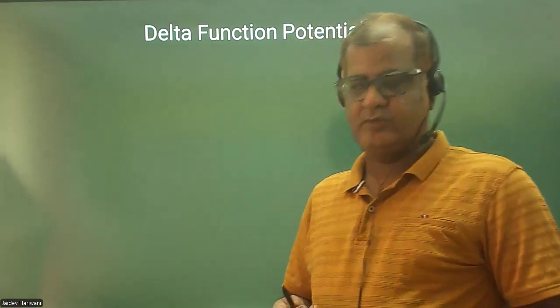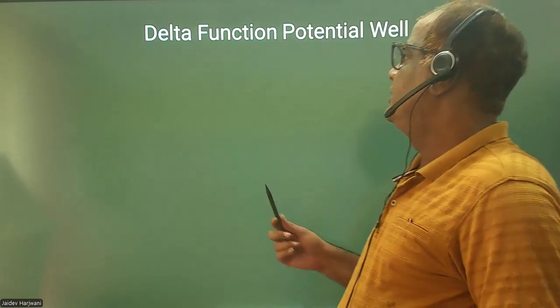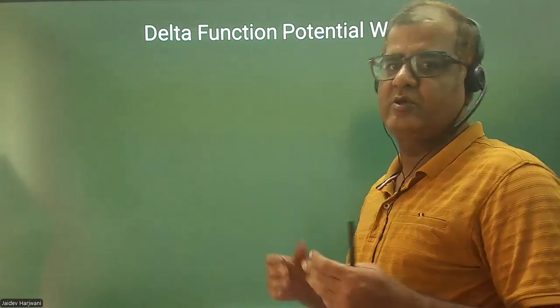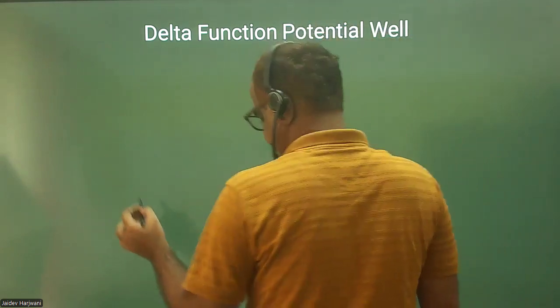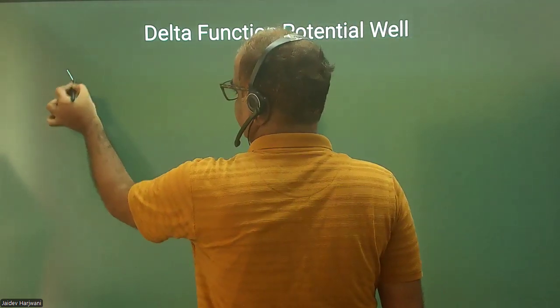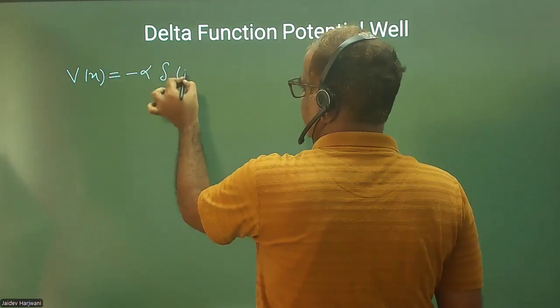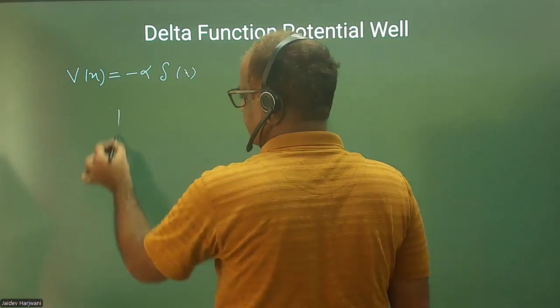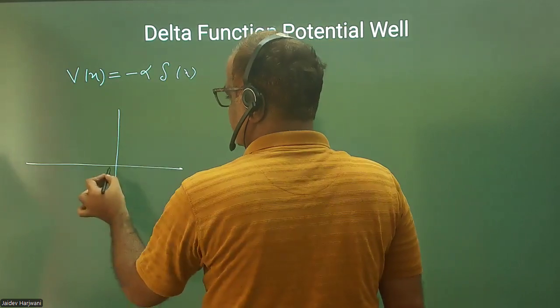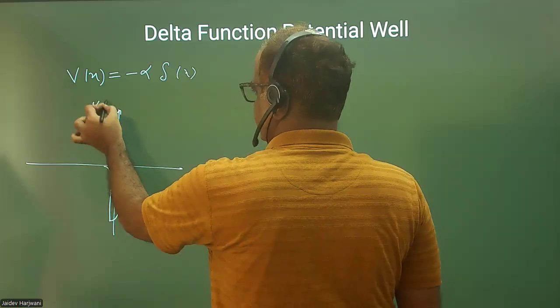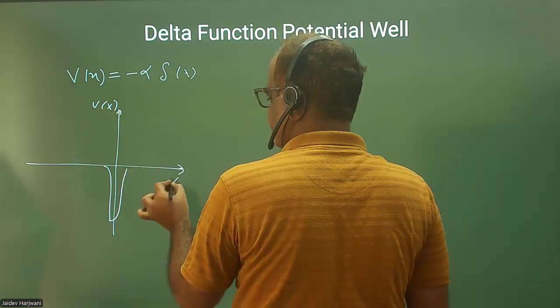Hello students. Today I'm going to do the second case of the delta function potential well, that is when the energy is positive and the solutions are scattering type. So we have a potential well of type V(x) = -α δ(x). That means this is my potential, V(x) is a function of x.